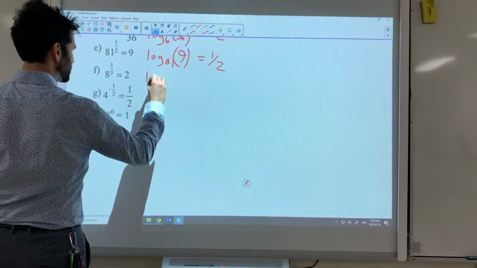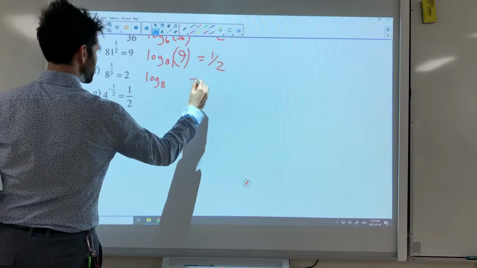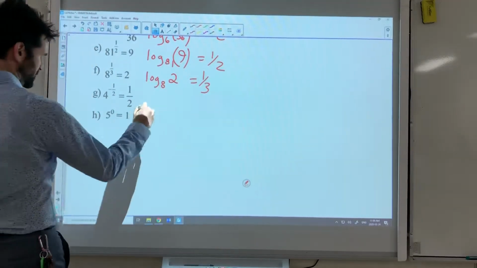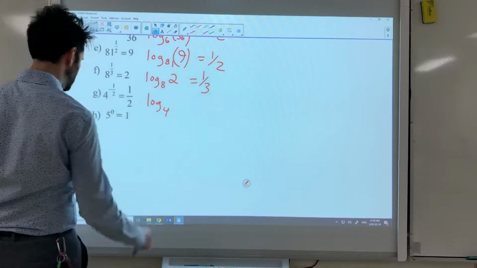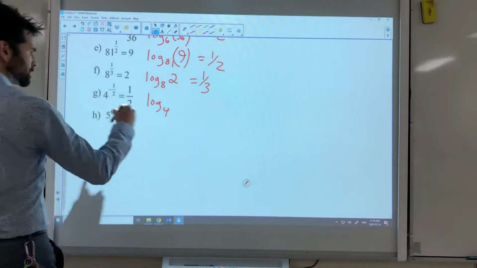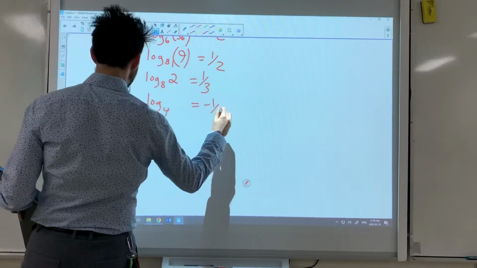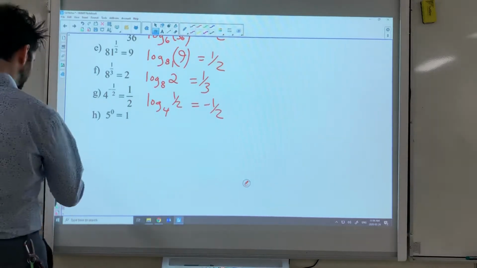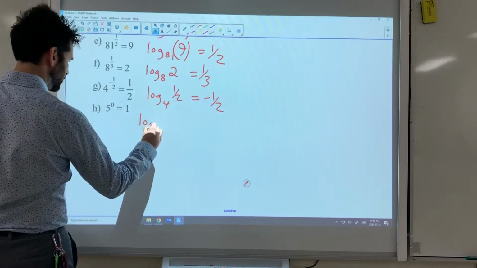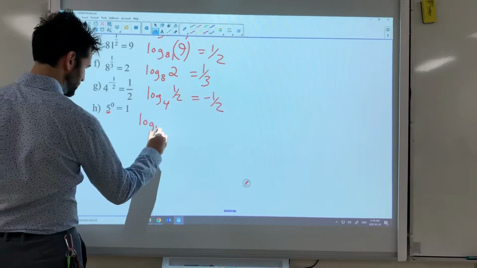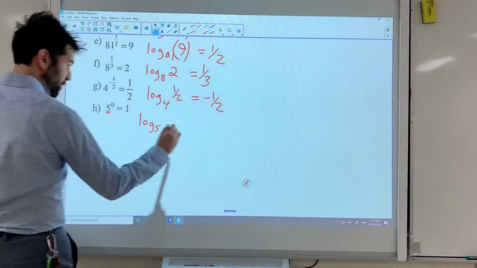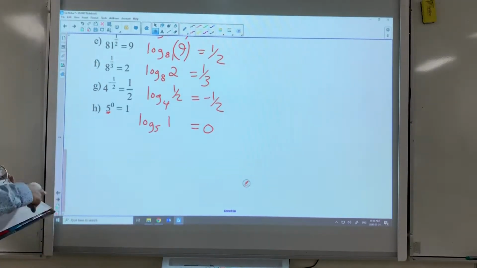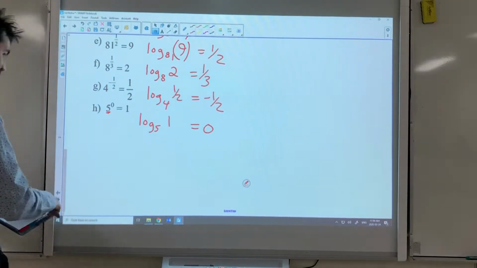This one here, log base 8 equals the exponent, and there's the argument 2. This one here, log base 4. Now let's see, the exponent is the answer, so negative a half, and then that 1/2 goes in there as the argument. And last one, log. So here's the base, so there's the base of the log. The exponent is the answer, and the argument is there. Wonderful. Doing great.